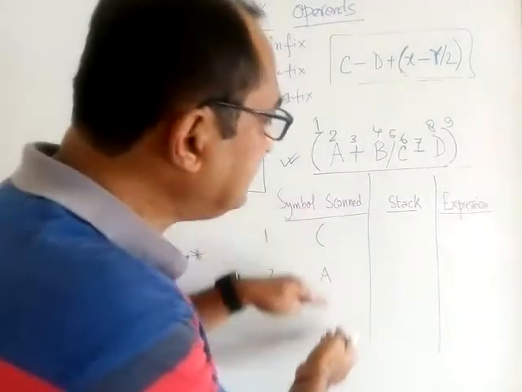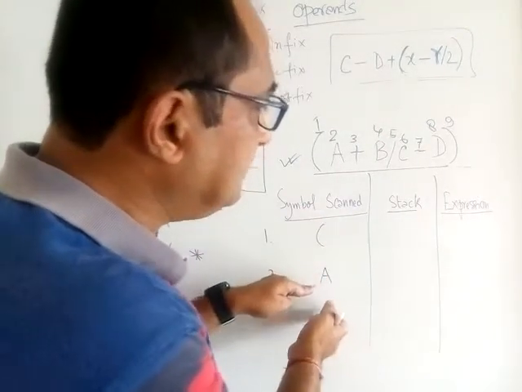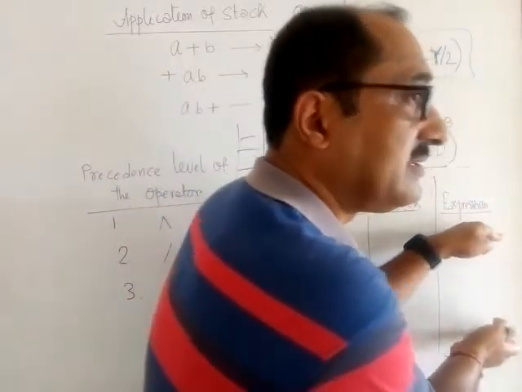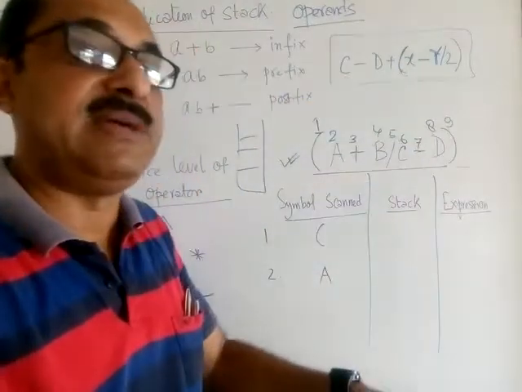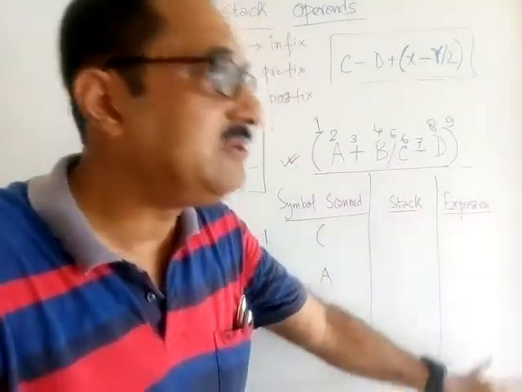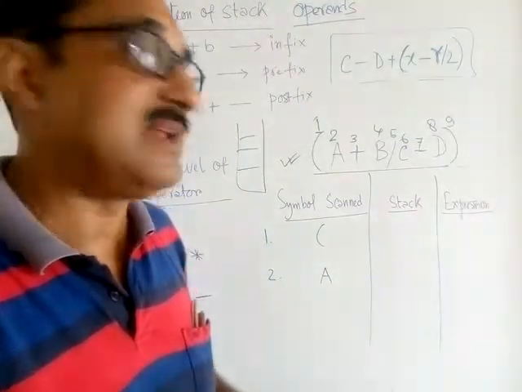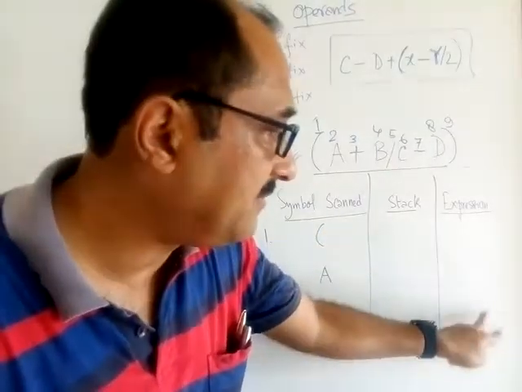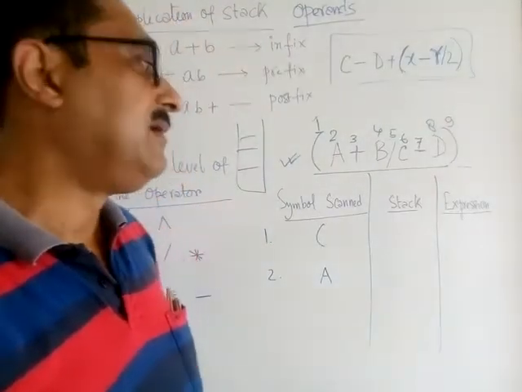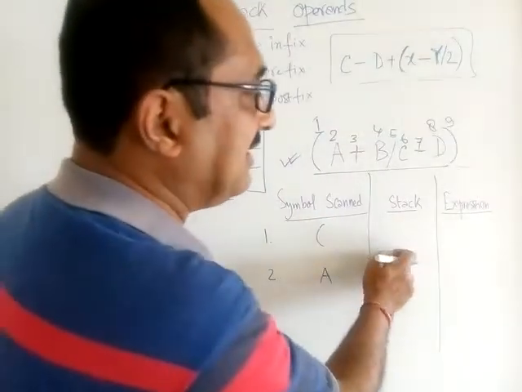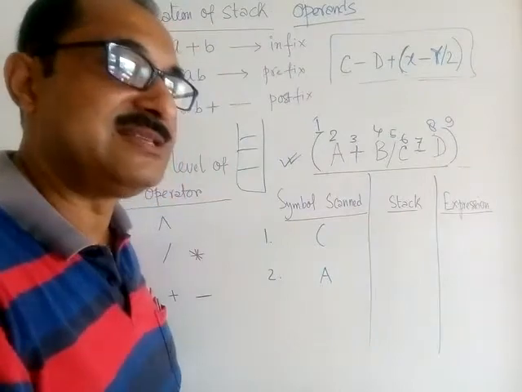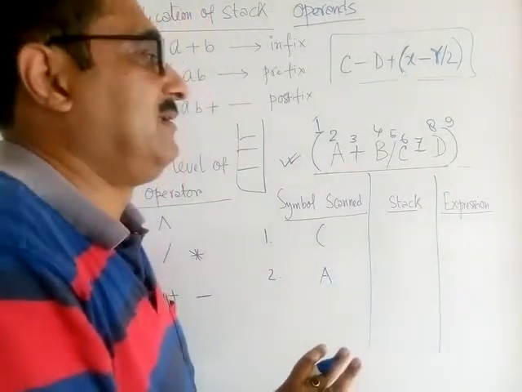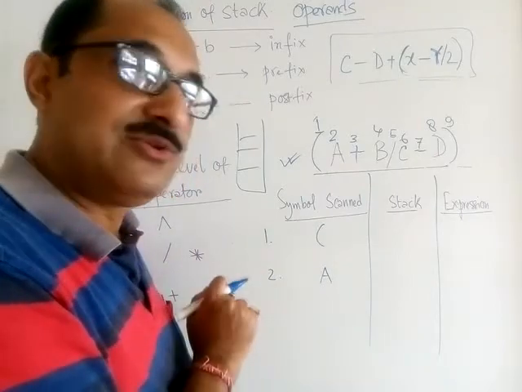Now, when I scan these symbols, some of the items will go to the stack and some of the items will go to the expression. At the end, whatever the expression looks like, that is your result, that is your equivalent postfix expression. So I will get the result from this column, finally. But the question is, who will go to the stack and who will go to the expression? Some of them will go to the stack and some of them will go to the expression.